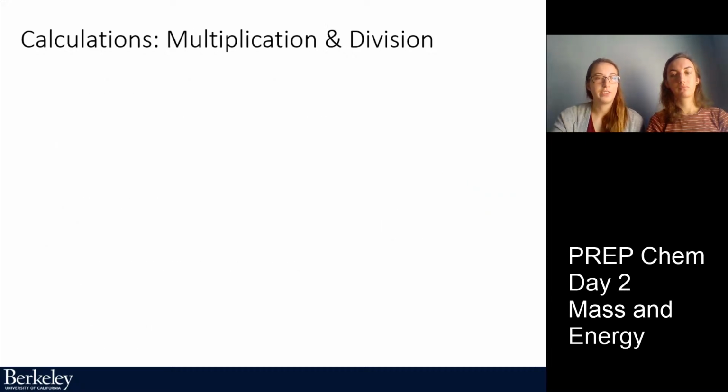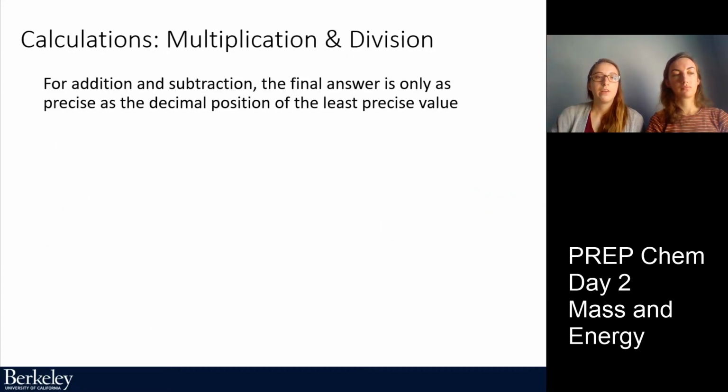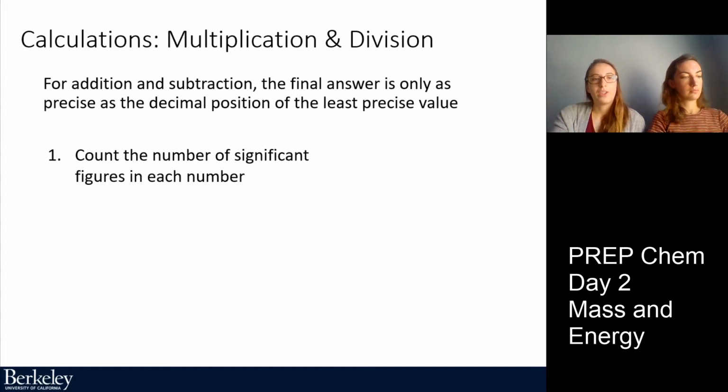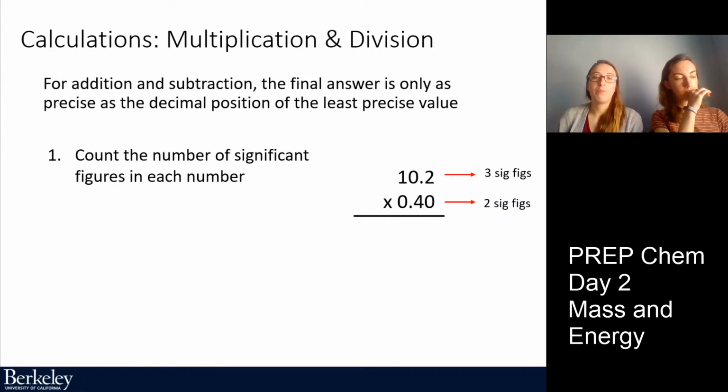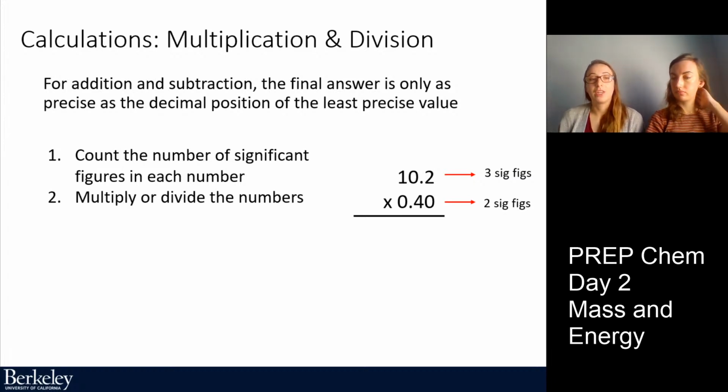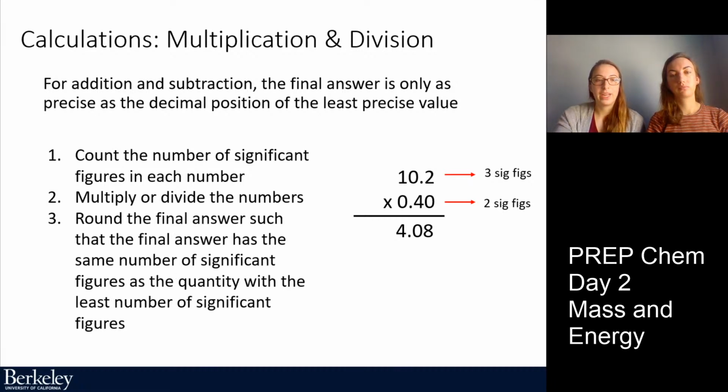So multiplication and division is a bit different. For this one, you'd want to count the number of significant figures in each number. So for example, in 10.2, you have 3 significant figures. And in 0.4, you have 2 significant figures. So then just like we do for addition and subtraction, you'd want to multiply and divide the numbers like normal. So in this case, you would get 4.08.